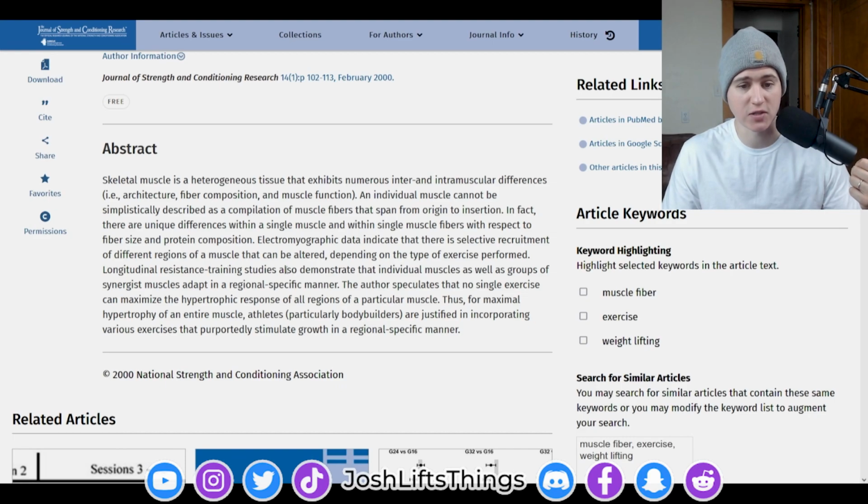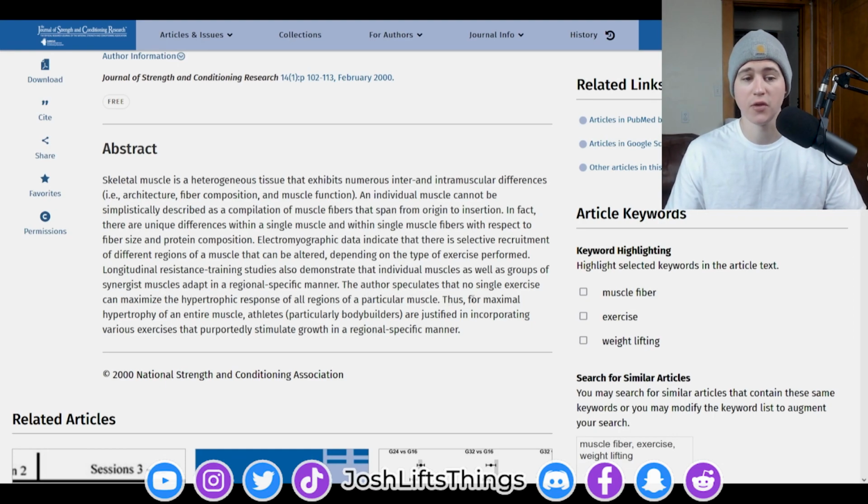Longitudinal resistance training studies also demonstrate that individual muscles as well as groups of synergistic muscles adapt in a regional specific manner. The author speculates that no single exercise can maximize the hypertrophic response of all regions of a particular muscle. Thus, for maximal hypertrophy of an entire muscle, athletes, particularly bodybuilders, are justified in incorporating various exercises that purportedly stimulate growth in a regional specific manner.